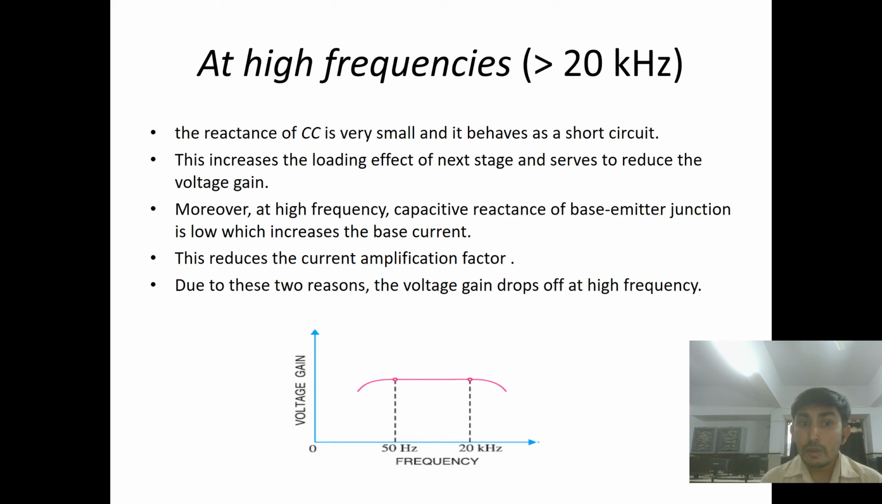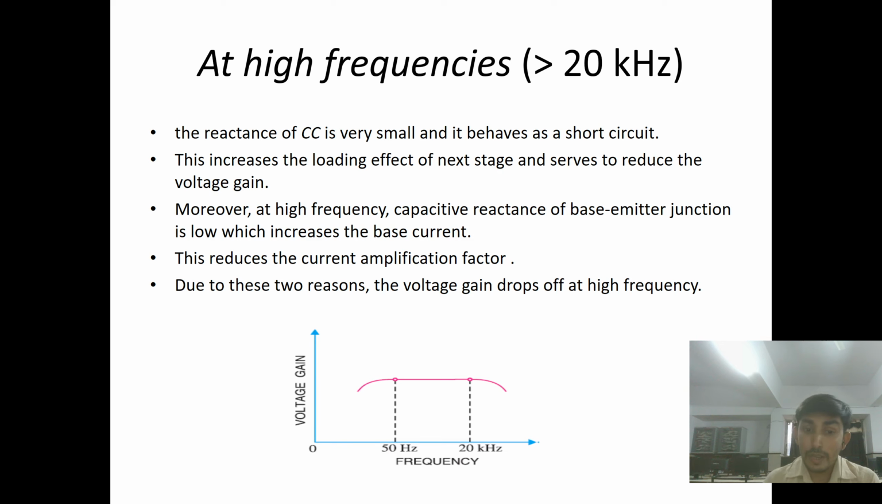Moreover, at high frequency, consider the capacitive reactance of the base emitter junction. As the frequency increases, the capacitive reactance of the base emitter junction is low. As it becomes low, the base current increases. Because of the increase in base current, the biasing of the transistor is affected, which reduces the current amplification factor. As the current amplification factor reduces, ultimately the voltage gain also reduces. So at lower frequency the gain is reduced, and at higher frequency the gain is reduced.